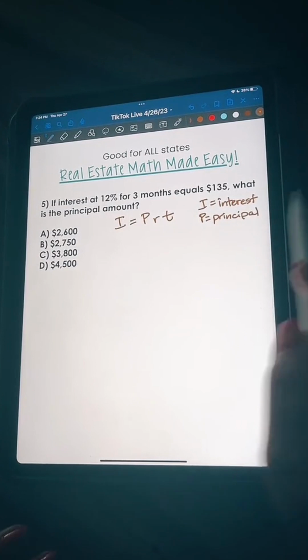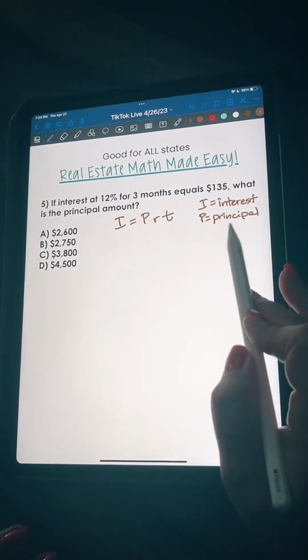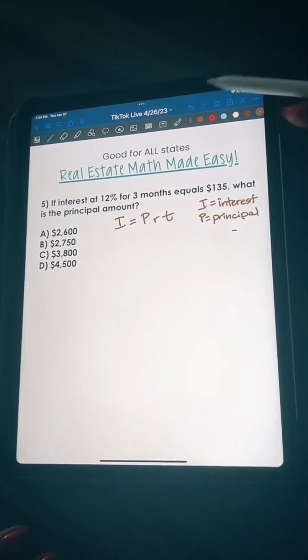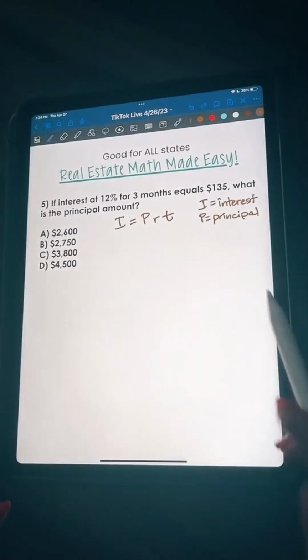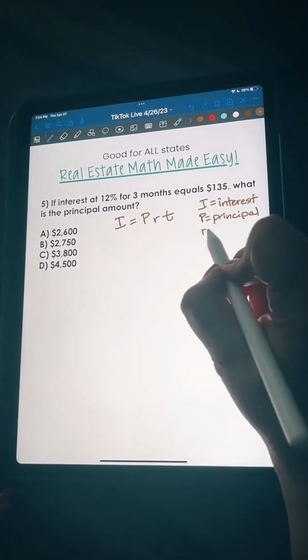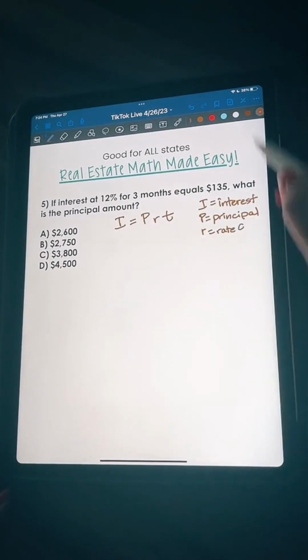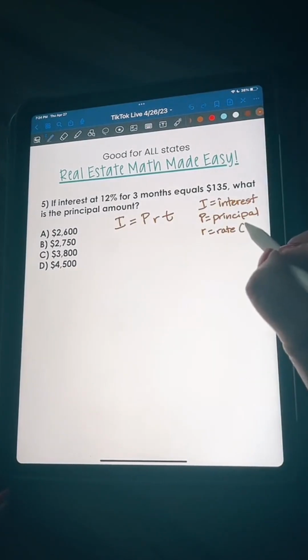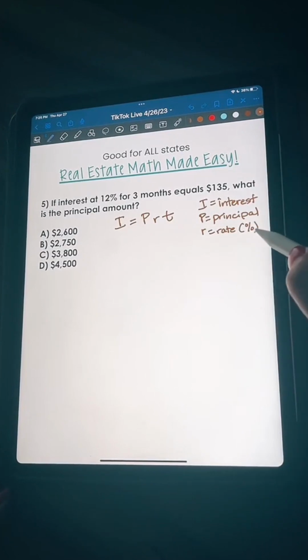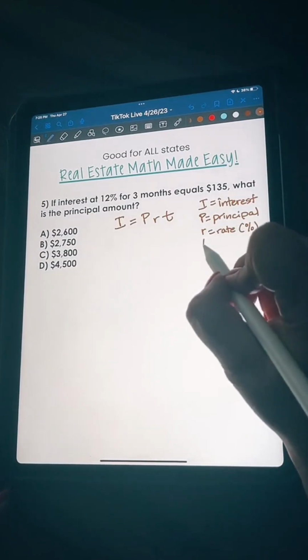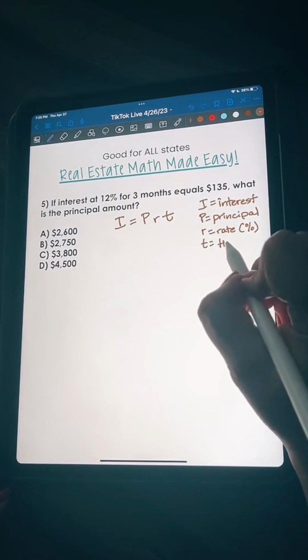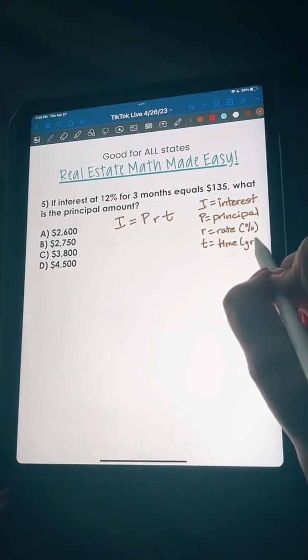I spelled it right. Okay. So that's the amount borrowed, or the amount that you put into an account. Then R is your rate or your percent. Your percent, but you need to put it as a decimal, okay? And then T is time, but in years.